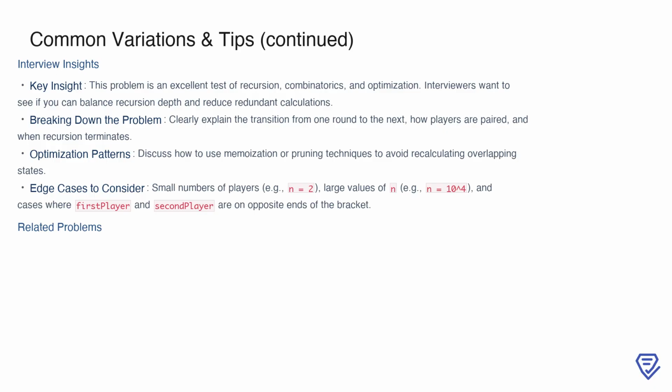Optimization techniques such as memoization or pruning are essential to avoid recalculating states you've already explored. Be prepared to address edge cases, such as scenarios with only 2 players, very large numbers of players, or situations where the first player and second player are on opposite ends of the bracket. These insights demonstrate your ability to think critically about both correctness and performance.